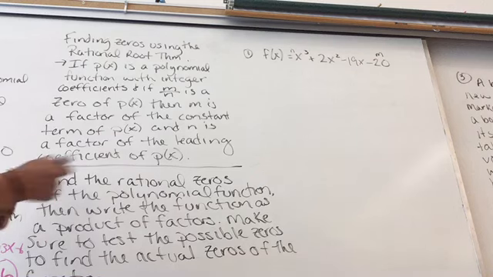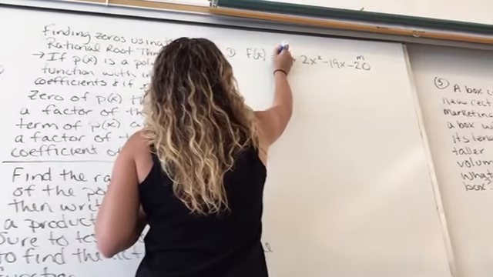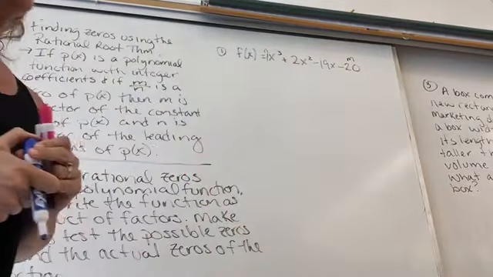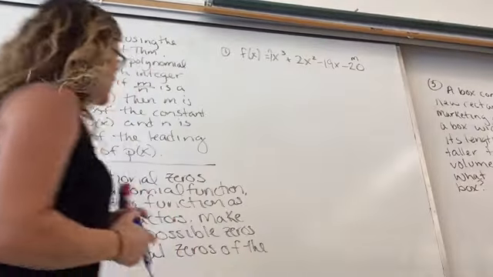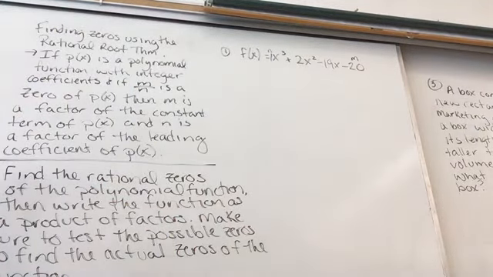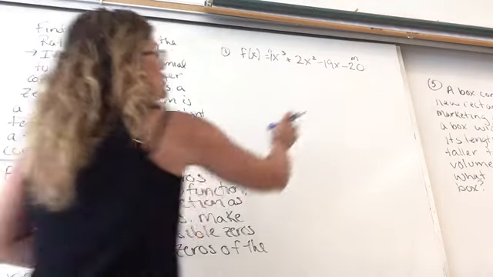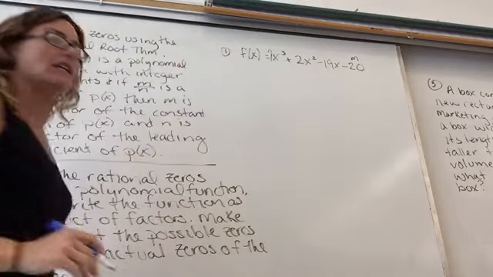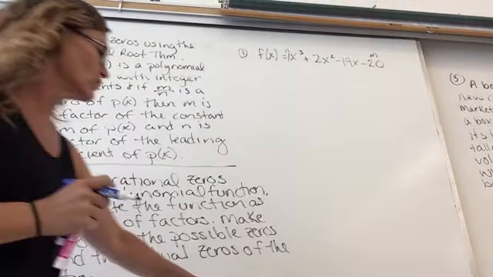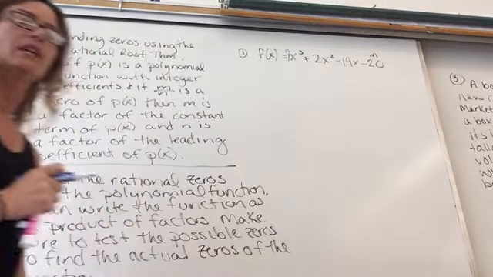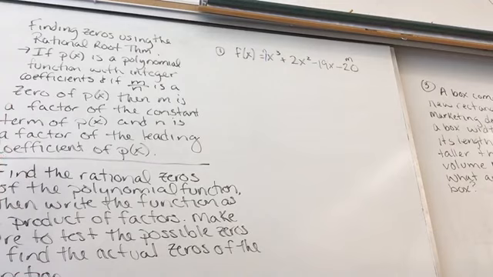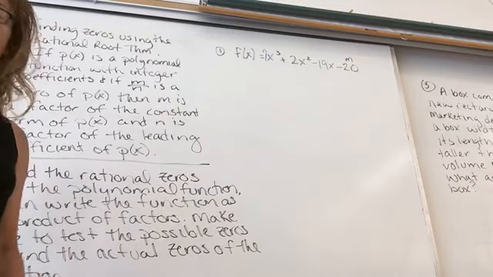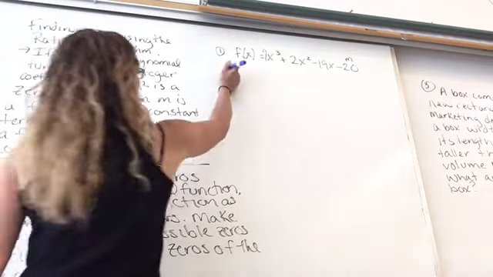So let's look at this. The number in front of the x cubed is a 1. That's our n value. M is the constant back here. And what this says is if we take all the factors of the m and all the factors of the n, and we write them over each other, then we can actually come up with a group of numbers we can test to try to factor. Sounds like a mouthful, but here we go.